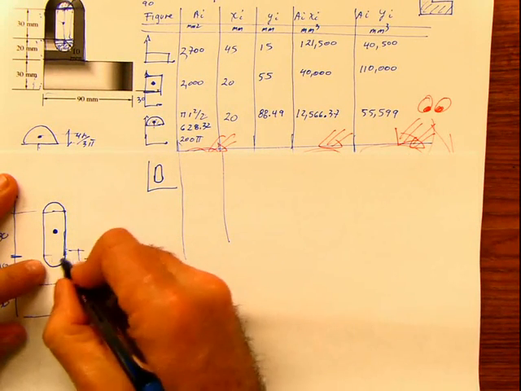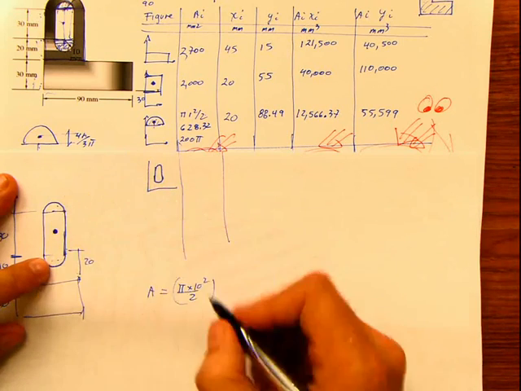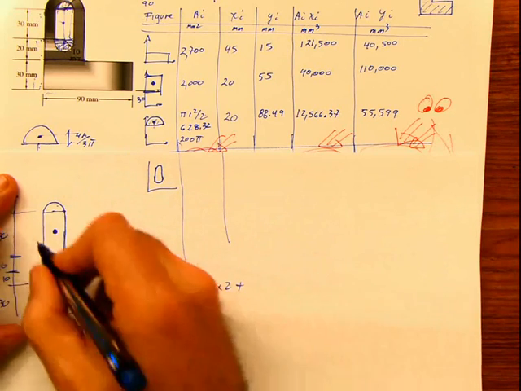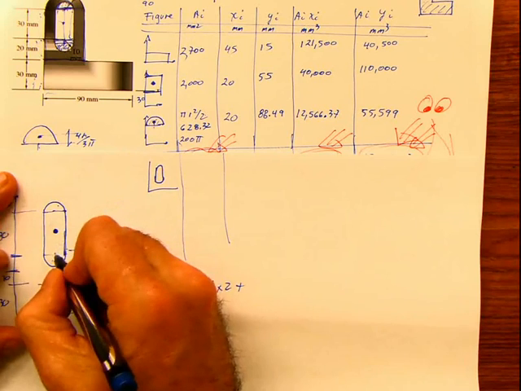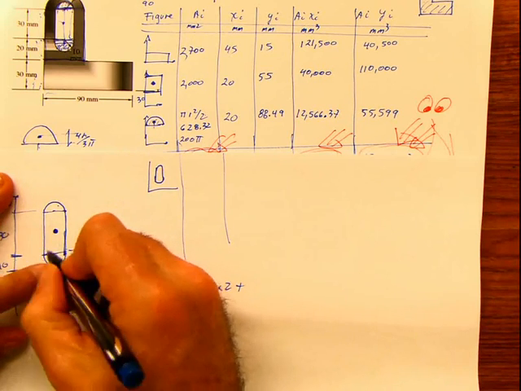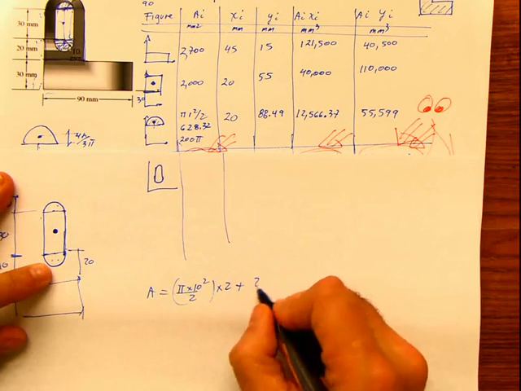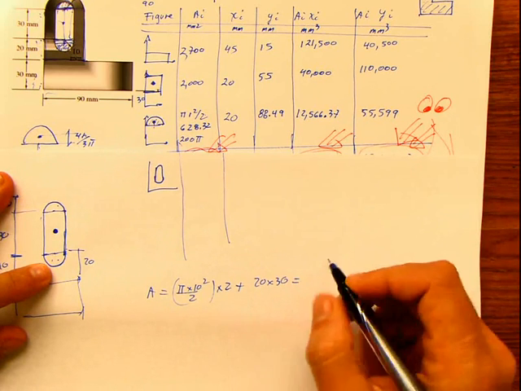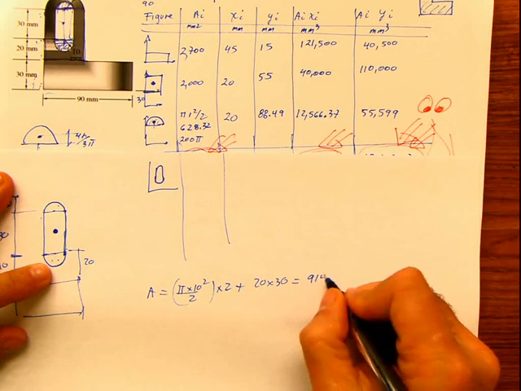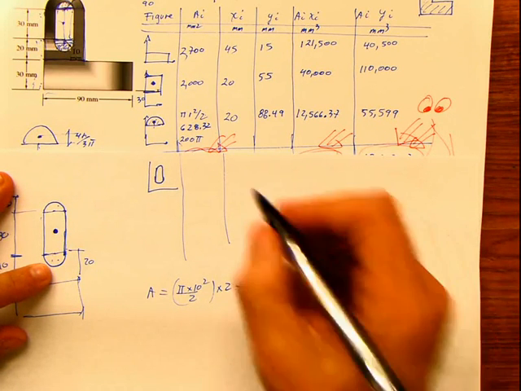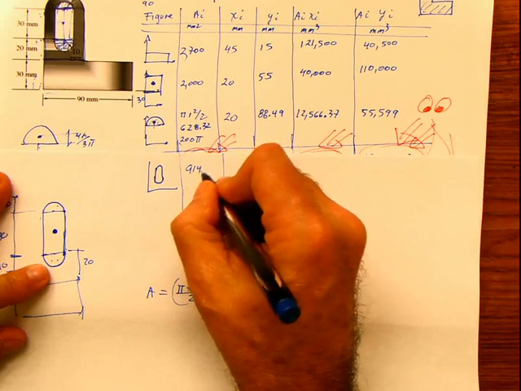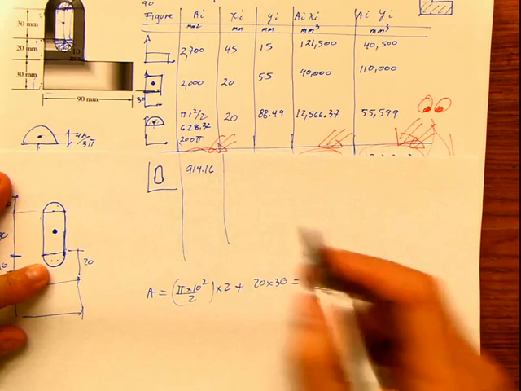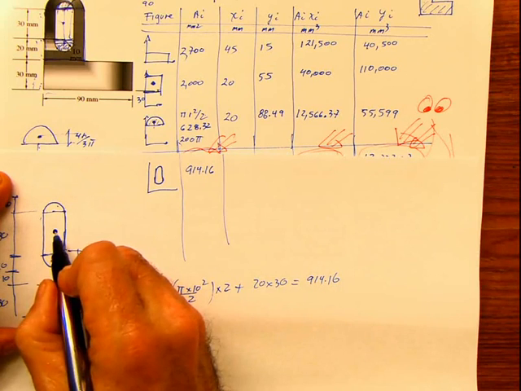That's one of them. Multiplied by 2 because I have 2 of them. Plus 30, and this is 10. If this is 10, and this is 10, this is 20. 30 times 20, or 20 times 30. And that is going to be 914.16. What is going to be the location of the centroid in X?